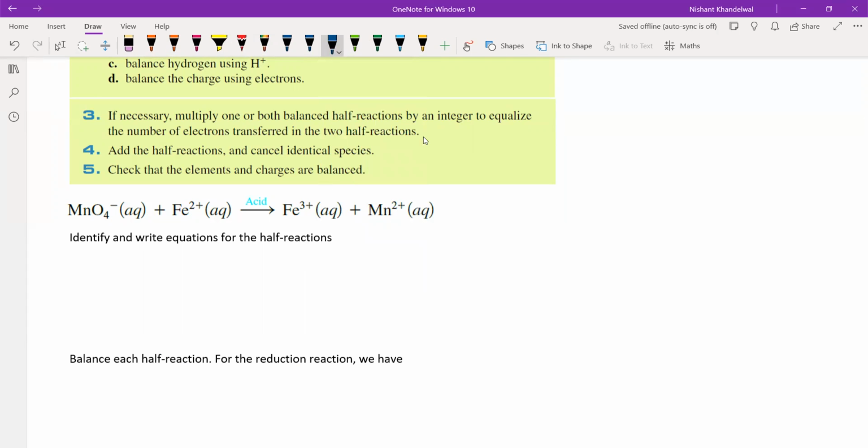We will try to balance it. Firstly we have to find out the oxidation states of all elements present in this reaction. Mn has a +7 oxidation state here, you can calculate, and oxygen has -2. We see that Mn changes from +7 to +2, and iron changes from +2 to +3.